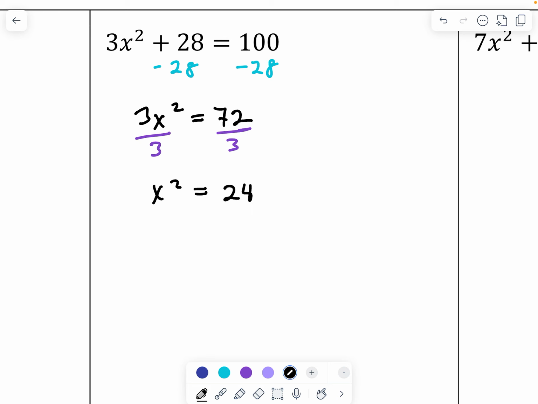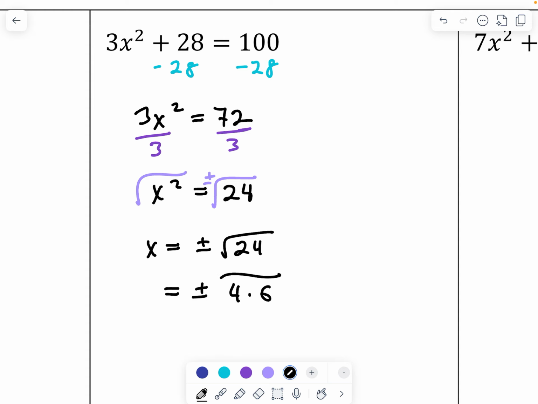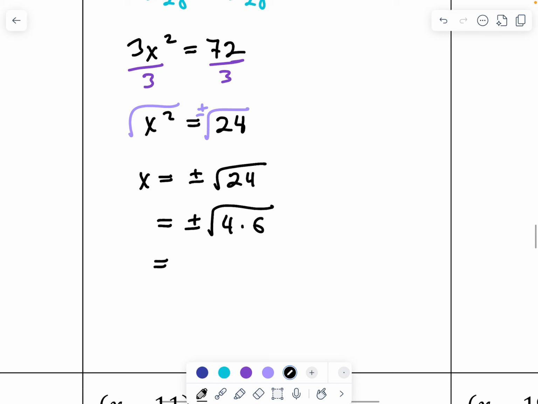Okay, all right, 24 is not a perfect square number, so we're going to have to simplify this, but let's go ahead and square root. Use plus or minus. So x equals plus or minus root 24. Which perfect square number goes into 24? That's going to be 4, and it goes in 6 times. So that's plus or minus 2 root 6.